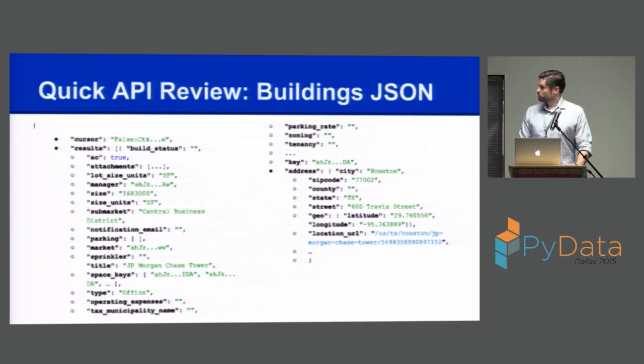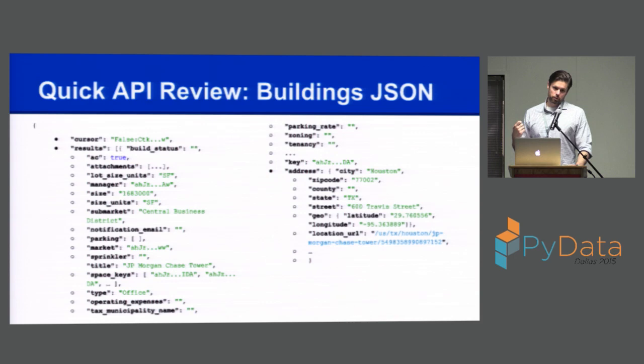And then there's another one called space keys towards the bottom. This is a list of spaces in the building. So you have a building, and then within the building, you have a bunch of leasable units called spaces, right? If you want to get access to those, you just grab a space key from that space keys list, and then you do a get on that space key, and I'll show you in a second.